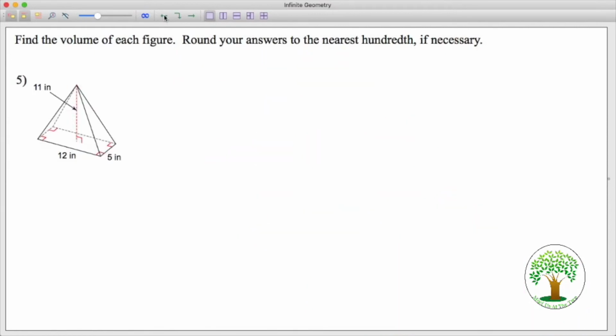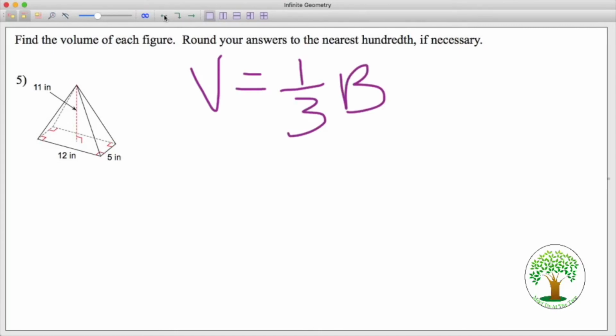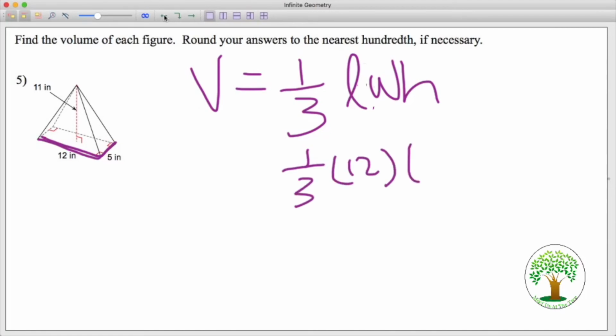I'll just start number 5. Number 5 is volume, 1/3 area of the base times the height. So that base will turn into length times width, correct? And our length times width is 12 and 5. So 1/3, 12 times 5, and the height of the whole thing is 11. I'm not going to take the time for you to put in your calculators. You guys can do that. We're going to move on to number 6.